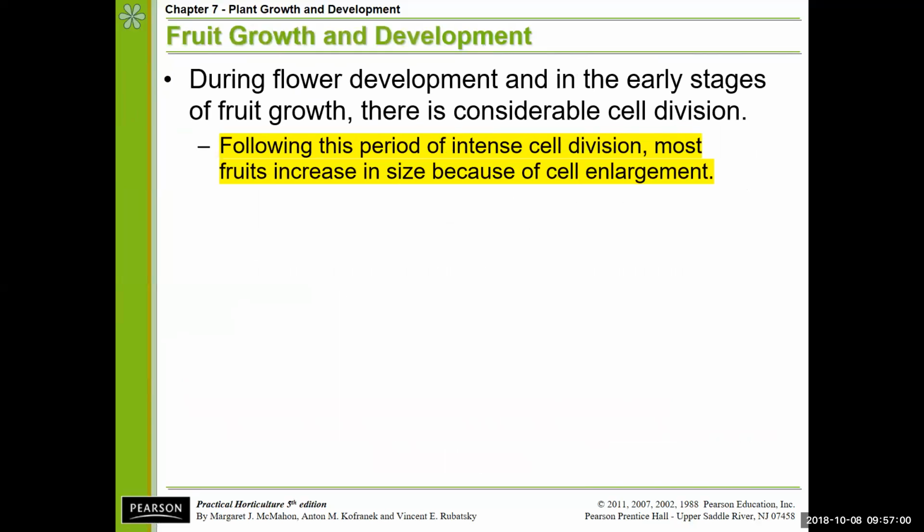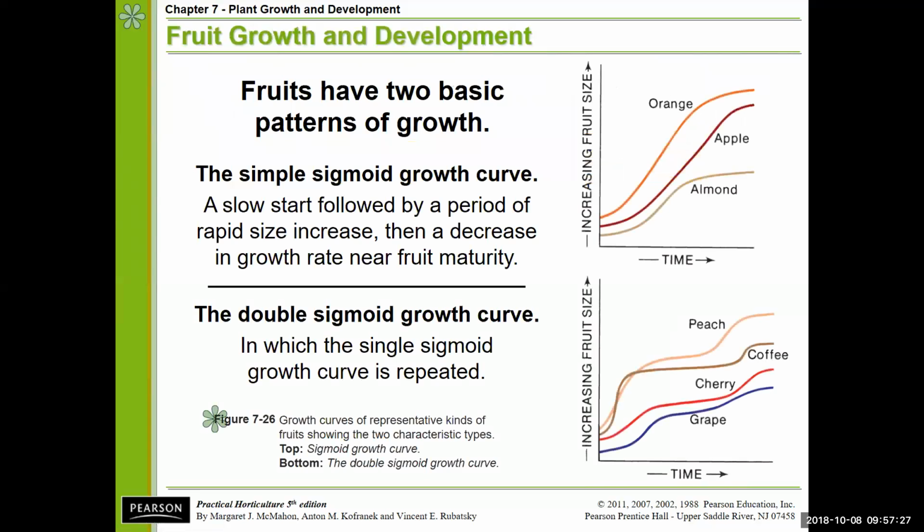So what happens during the flower development in the early stages of fruit growth? We have basically a period of intense cell division that causes most fruits to increase in size, not because of individual cells enlarging, but because all of the cells within the fruit continue to divide, and more cells are there.